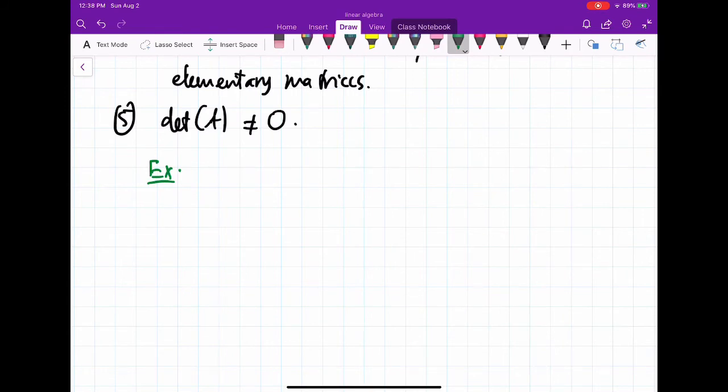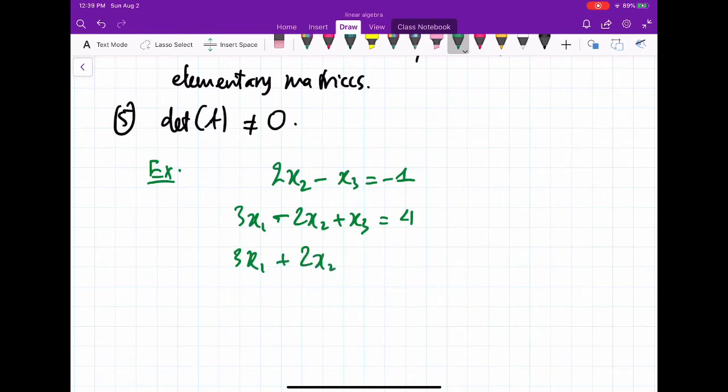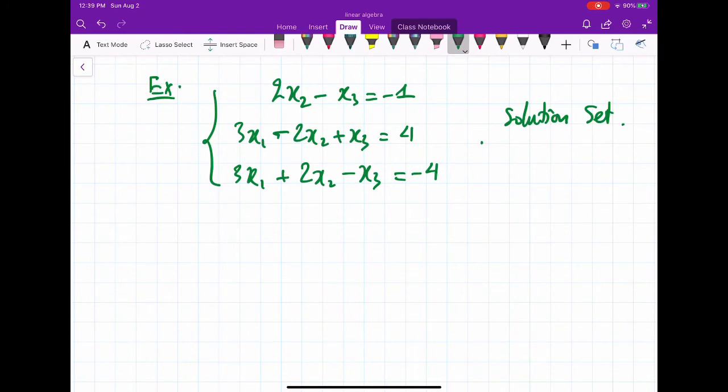We have the following system: 2x2 minus x3 equals -1, 3x1 minus 2x2 plus x3 equals 4, and 3x1 plus 2x2 minus x3 equals -4. And they ask us about the solution set of this system, right? The solution set. So, you just need to check the determinant of the matrix A, the coefficient matrix: 0, 2, -1, 3, -2, 1, 3, 2, and -1.